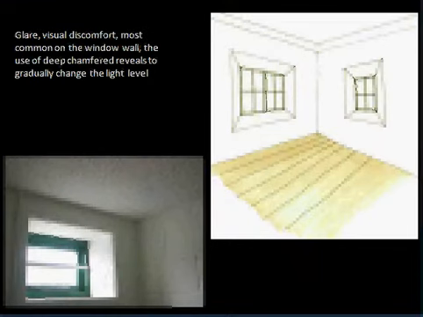In terms of glare, which could be classed as visual discomfort, most common in the window wall, we need to gradually go from an intense form of the actual light itself by chamfering the window frames so that the light changes gradually, so the eye has the ability to accommodate that change.